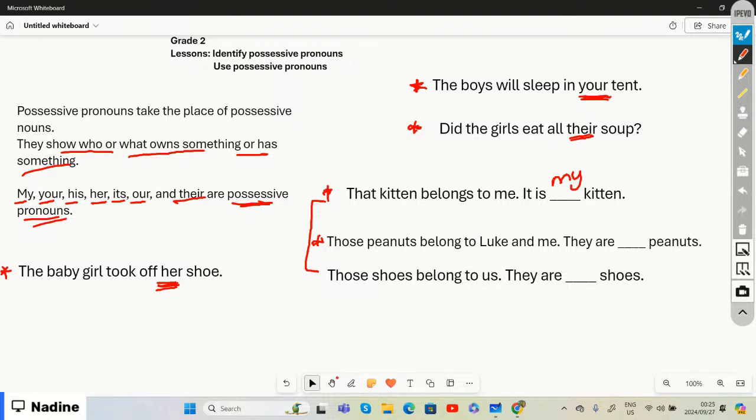And if we were to identify our specific pronoun, that means Luke and me, and then we can say they are our peanuts. If something belongs to me and someone, then it is our. If I say something belongs to them, then it's theirs.